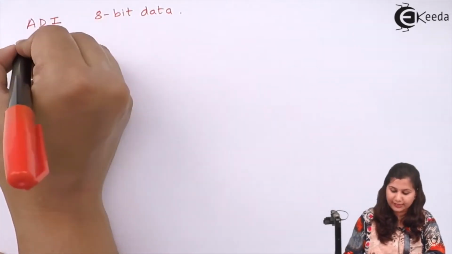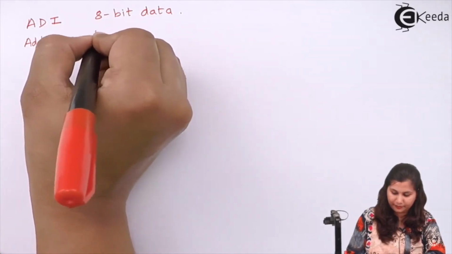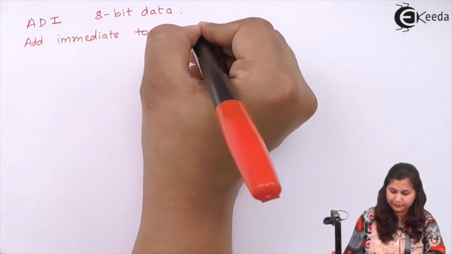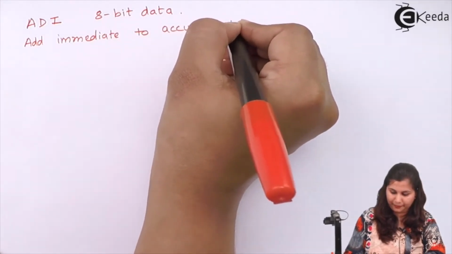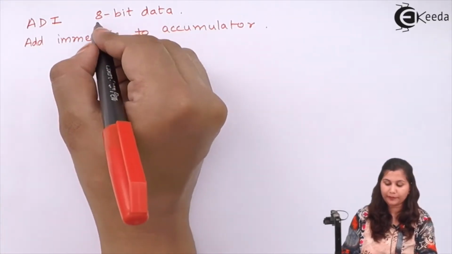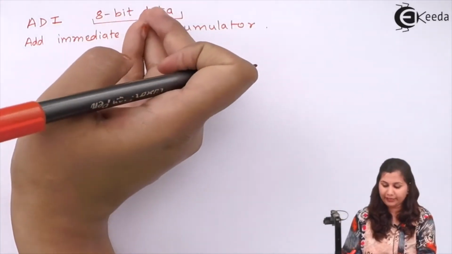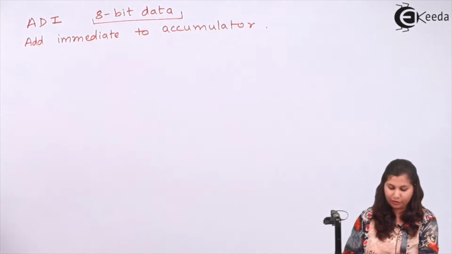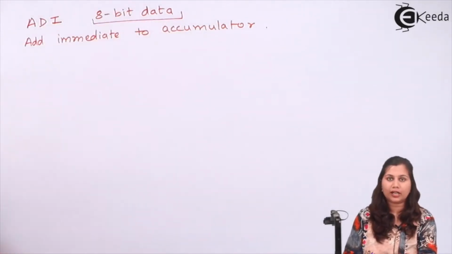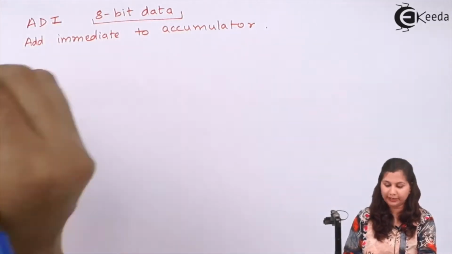This instruction is add immediate to accumulator. In this instruction, the operand is an 8-bit data. The operand is defined in the instruction itself. So this instruction is going to add this 8-bit data with the accumulator, and the result of the addition will be stored in the accumulator itself.